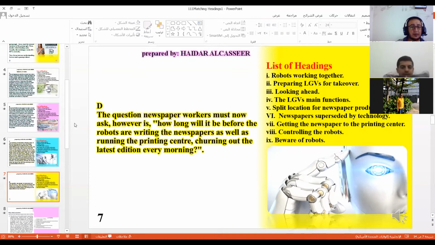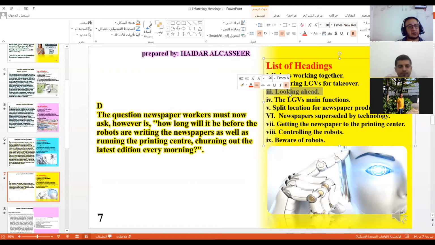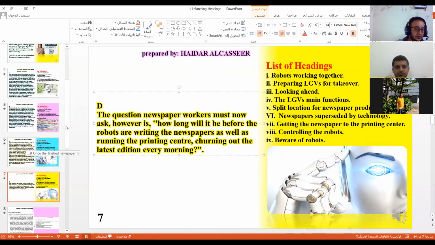Because of ING or because what? Because will talks about the future and because of the idea here. How long will it be before the robots are writing the newspaper? They are thinking about the future, that the robots in the future might start writing the newspaper. You got it? So how did I know it's the future from the word will? And this one gives the future: Looking ahead. Do you have any questions?